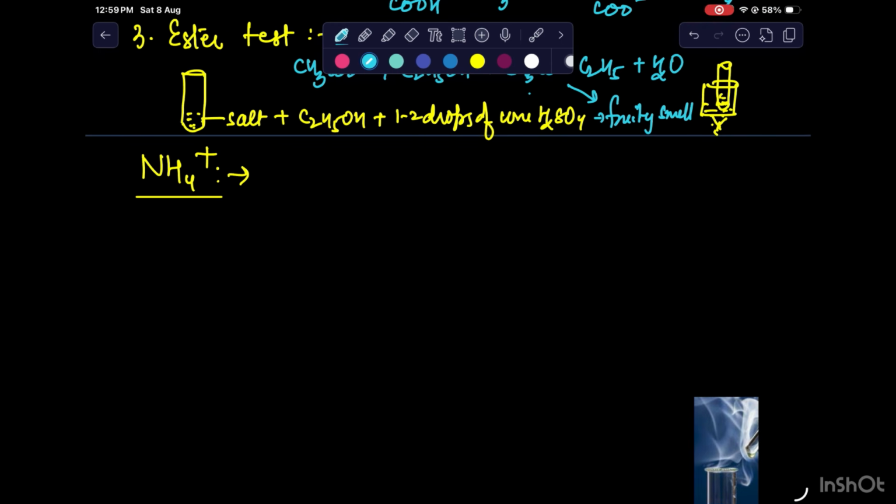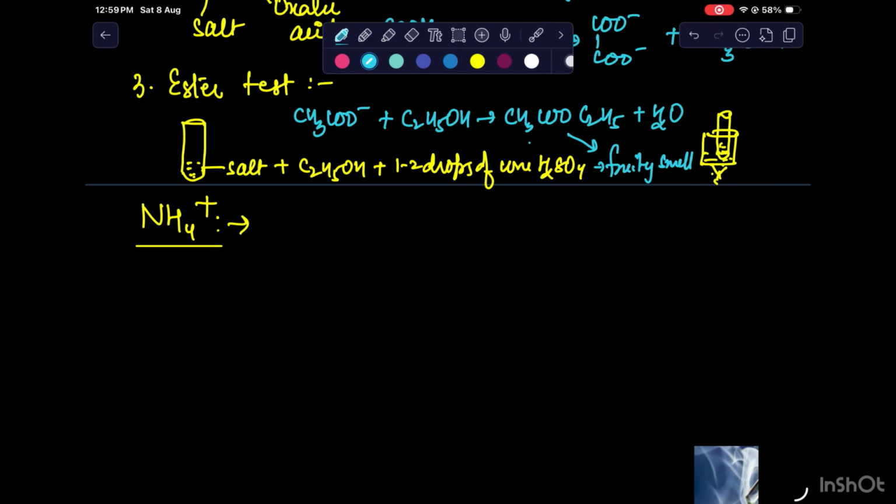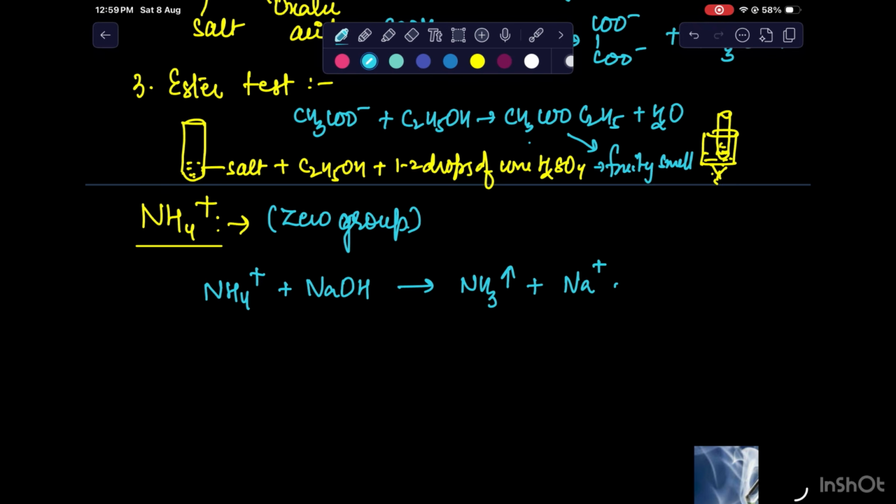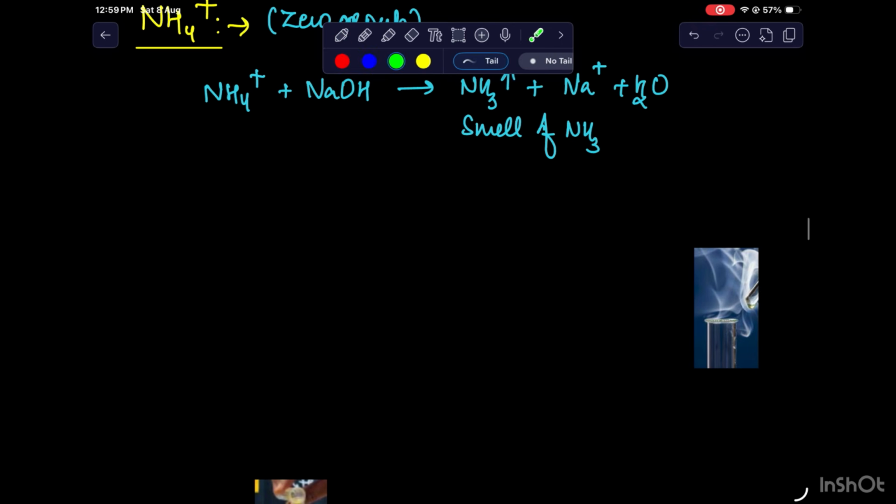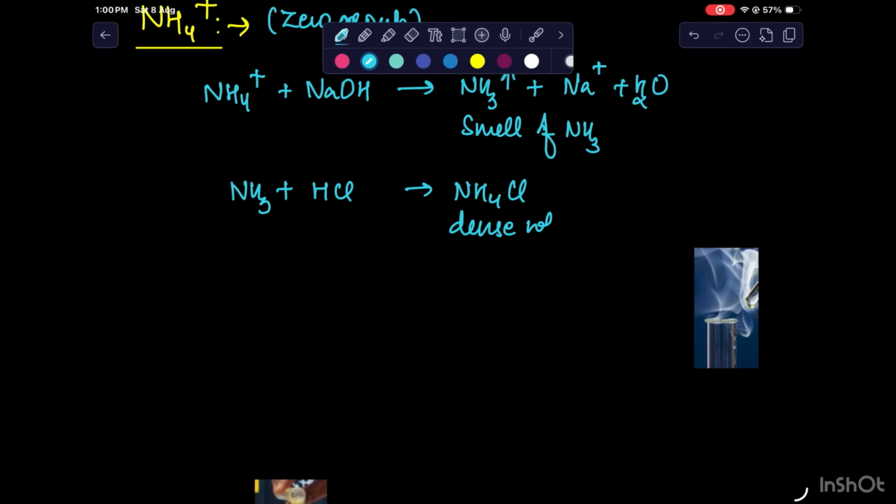So this was the testing for anions. Now let's test for cations. Cations are basic radicals. Here I have taken the case of 2 cations, ammonium and lead. Ammonium is in group 0. Ammonium is the only cation present in group 0, and it reacts with NaOH, and you will observe the smell of ammonia. When ammonia comes out, if you bring a glass rod dipped in HCl, you will observe dense white fumes, like shown in the image.